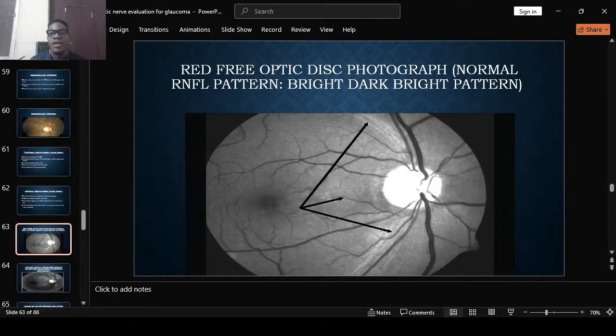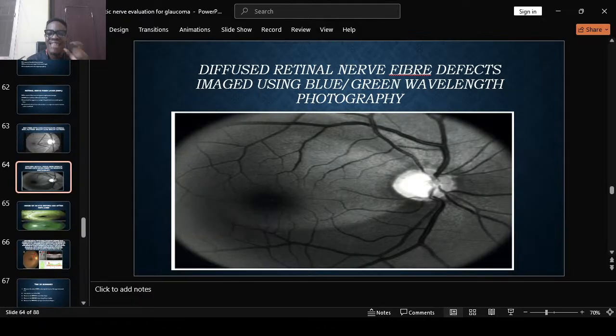So this is the superior arcuate fiber, and this is the inferior arcuate fiber. You see a dark band, and you can also see this dark band here. The loss is more in the inferior aspect. Remember we said that glaucoma damages the inferior aspect; we can see that the band here is greater than the one superiorly.